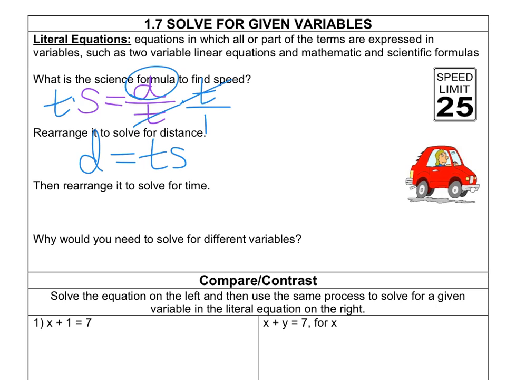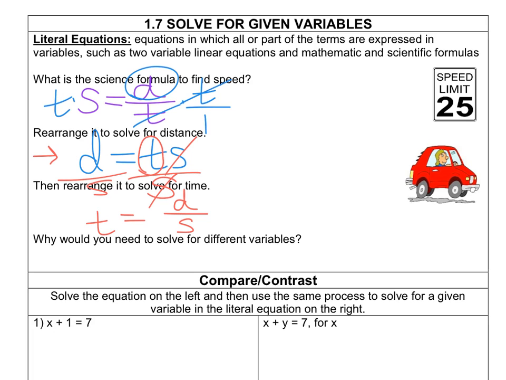Okay, now we're going to rearrange it to solve for time. So if I just go with this equation right here, I want to get time by itself. So what's the opposite of multiplying by speed? That would be to divide by speed. So I would divide each side by s. S divided by s is 1. So I'd be left with time equals distance divided by speed.